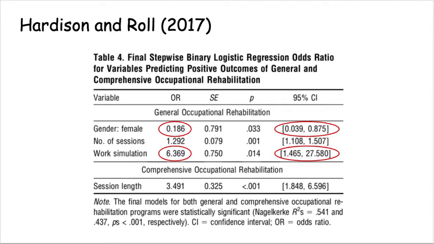On the other hand, incorporating work simulation into vocational rehabilitation improves the odds of returning to work after vocational rehabilitation. The confidence interval tells us that the effect is real because the lower bound is greater than 1. However, the large span of the confidence interval, from 1.4 to 27.5, indicates the uncertainty about just how big the benefit really is.